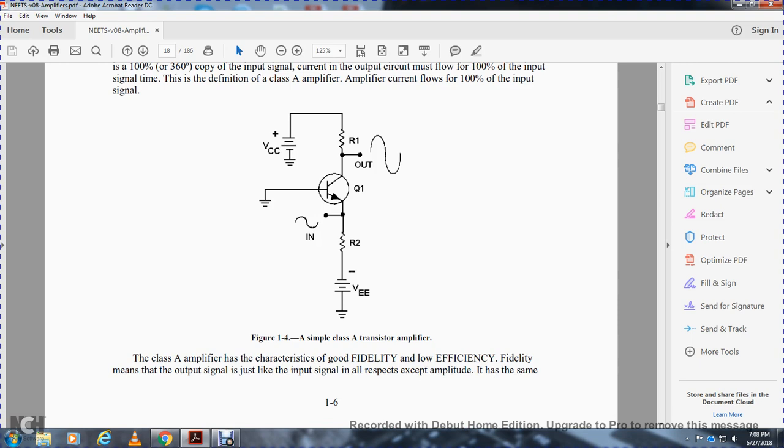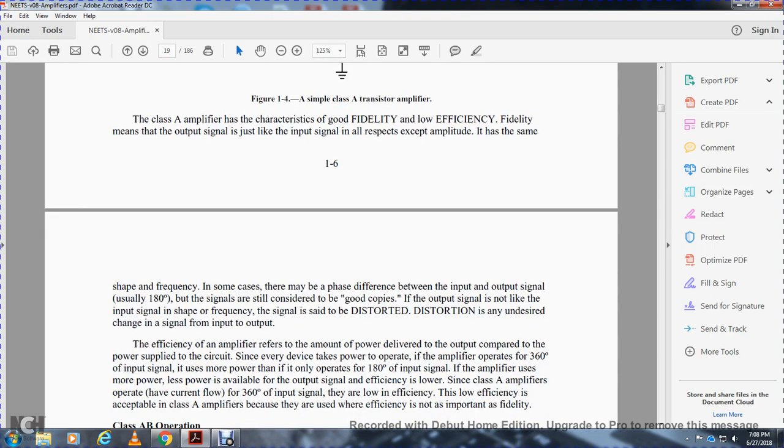ground. The Class A amplifier is characterized by good fidelity and low efficiency. Fidelity means the output signal is just like the input signal in all respects except for the amplitude. It has the same shape and frequency. In some cases there may be a phase difference between the input and output signal, usually 180 degrees, but the signals are still considered a good copy. If the output signal is not like the input signal in shape or frequency, it is said to be distorted; distortion is an undesired change in the shape of the signal between input and output.